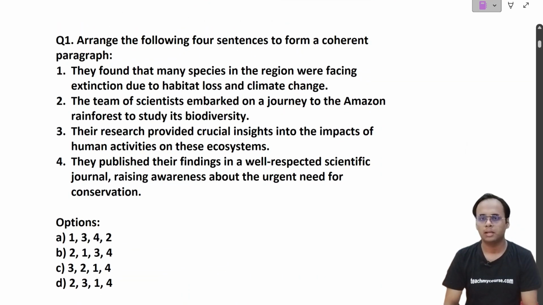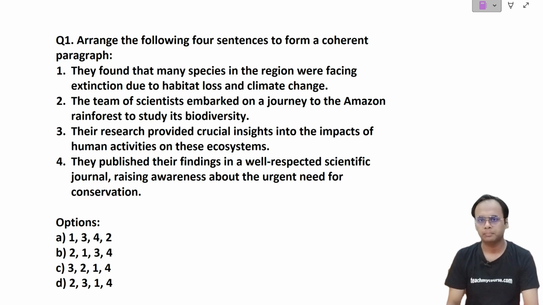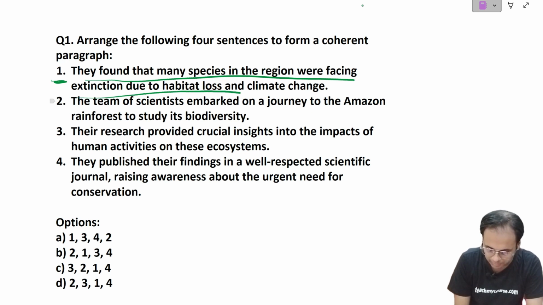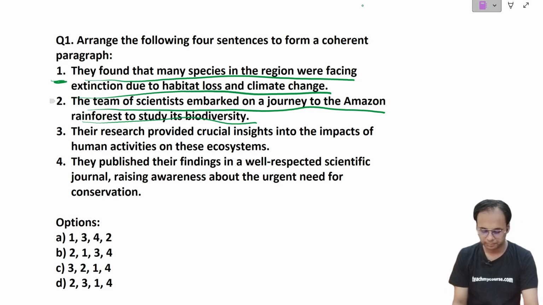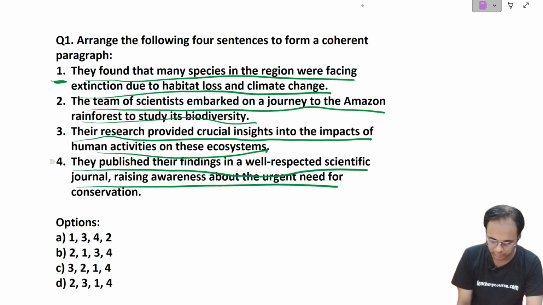So the first question, as I have discussed about the pattern, is about sentence arrangement. Arrange the following four sentences to form a coherent paragraph. The first sentence is: they found that many species in the region were facing extinction due to habitat loss and climate change. Then the team of scientists embarked on a journey to the Amazon rainforest to study its biodiversity. Then comes: their research provided crucial insights into the impacts of human activities on these ecosystems. Then the fourth one: they published their findings in a well-respected scientific journal, raising awareness, and so on.